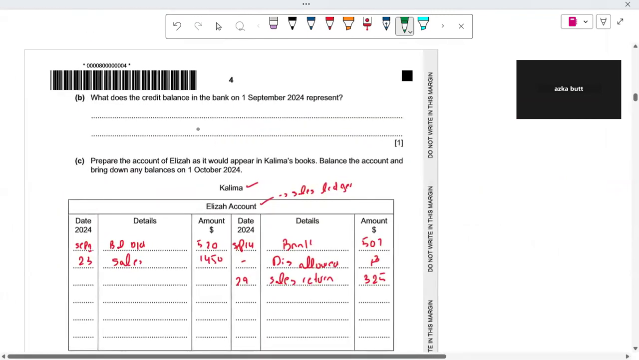So what does the credit balance in bank on 1st September 2024 represent? Okay, so if there is a credit balance in the bank column, it means that this is the bank overdraft.